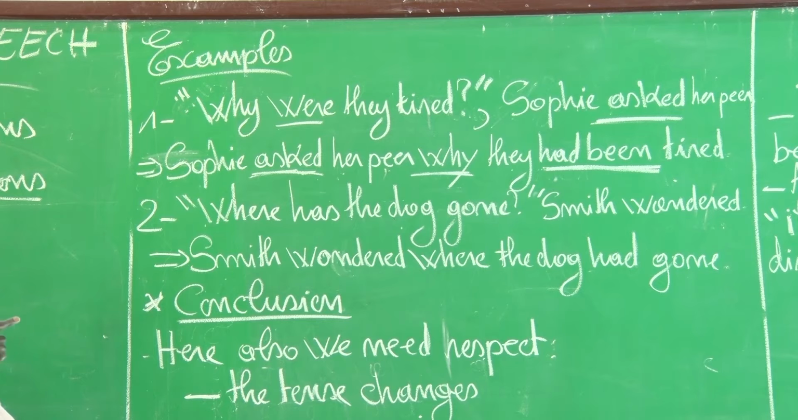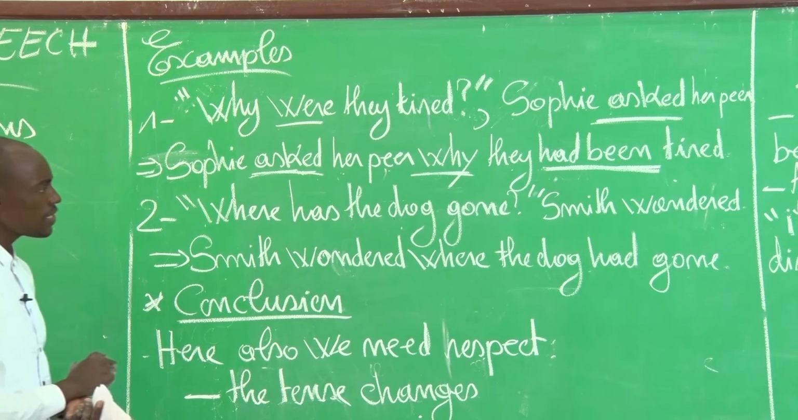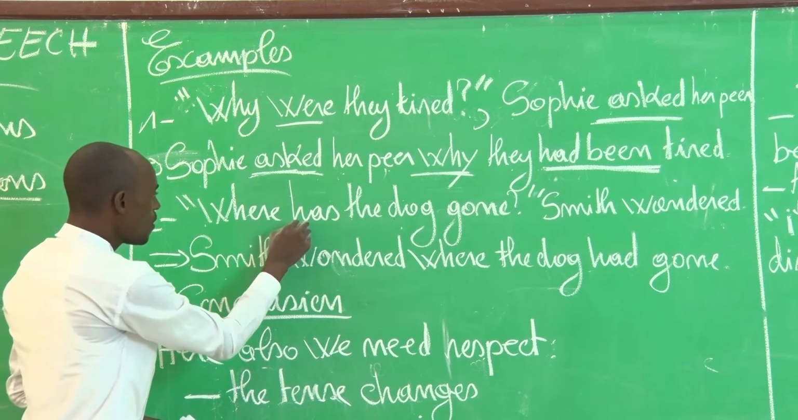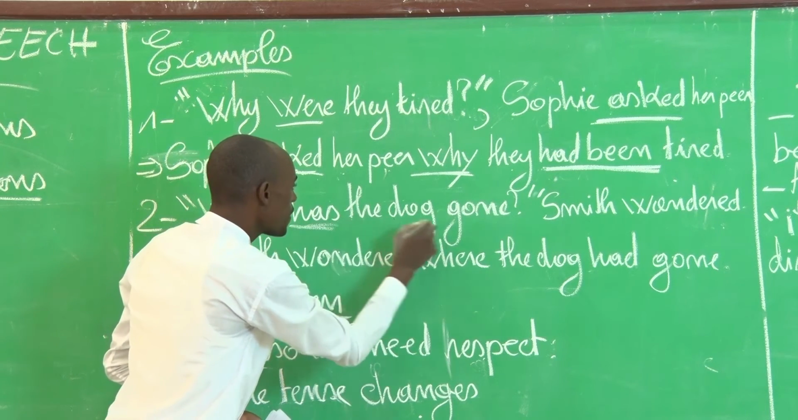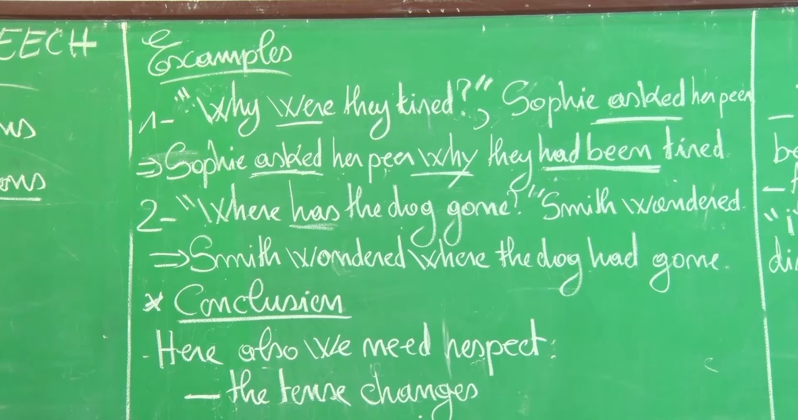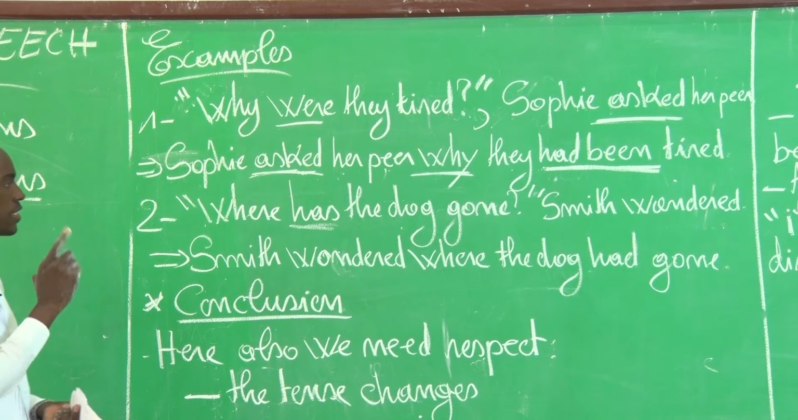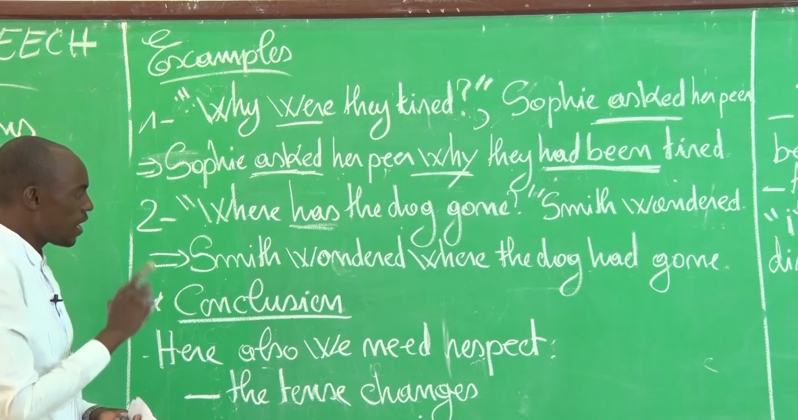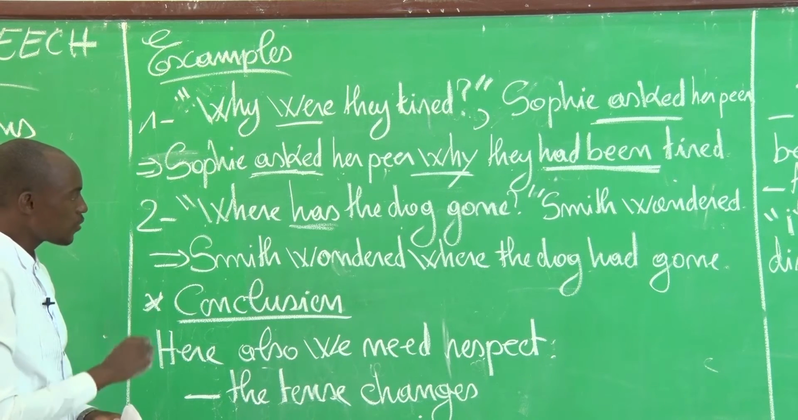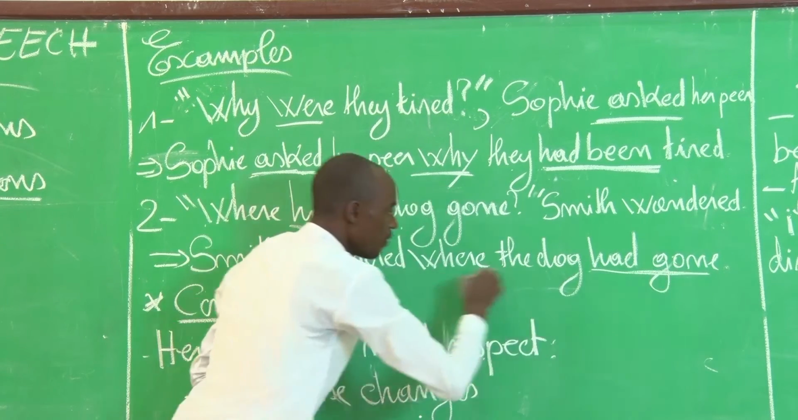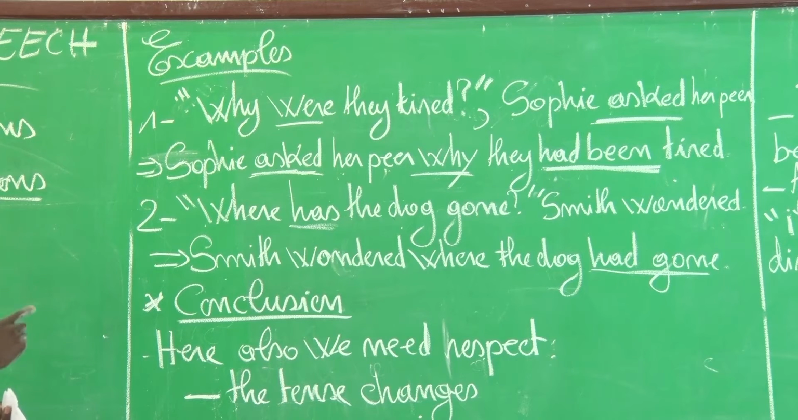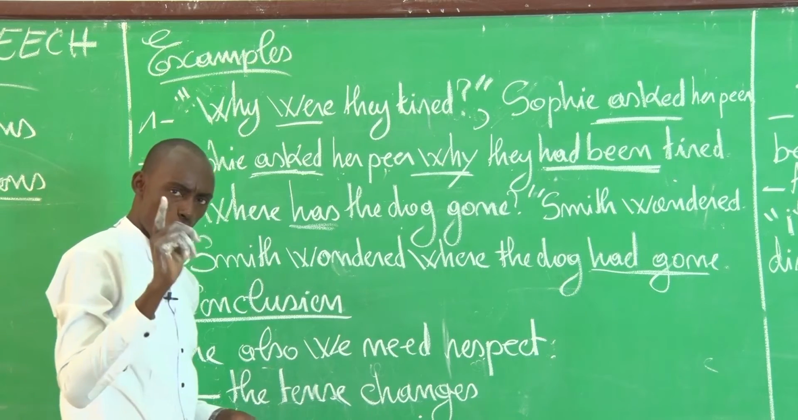In the second question, the tense is the present perfect, has gone. And in indirect speech, the present perfect becomes the past perfect. We have here: Smith wondered where the dog had gone. This is the first thing that we must respect.